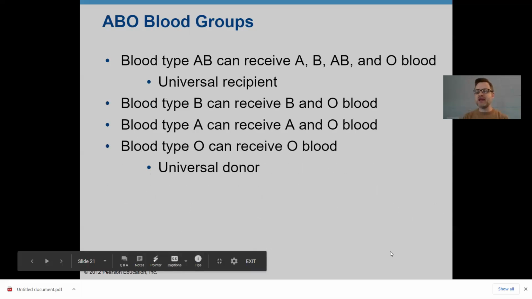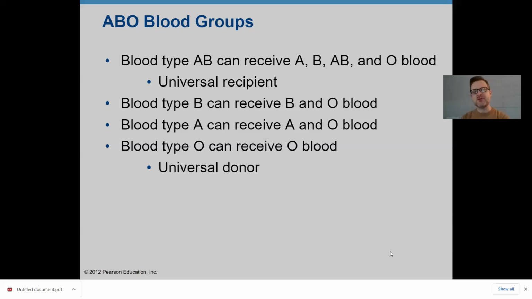So in terms of what you can receive and what you can donate, let me rephrase that. You can't receive what you don't have. You can't receive what's foreign. If you have blood type AB, you have everything. You have A and B. You can receive A, AB, B, or O. So having AB means you are a universal recipient.